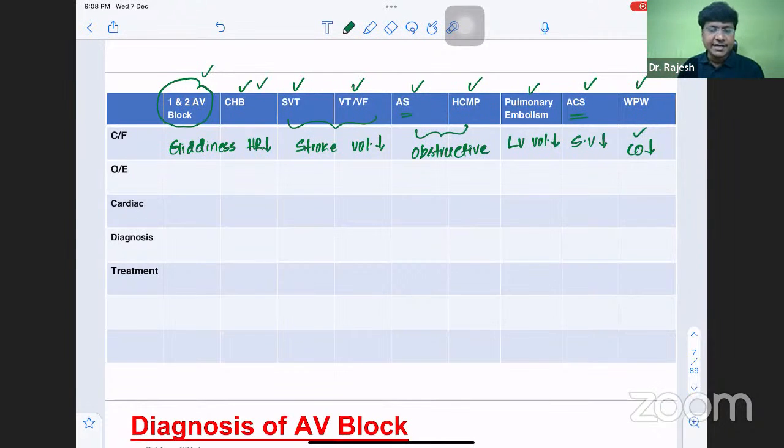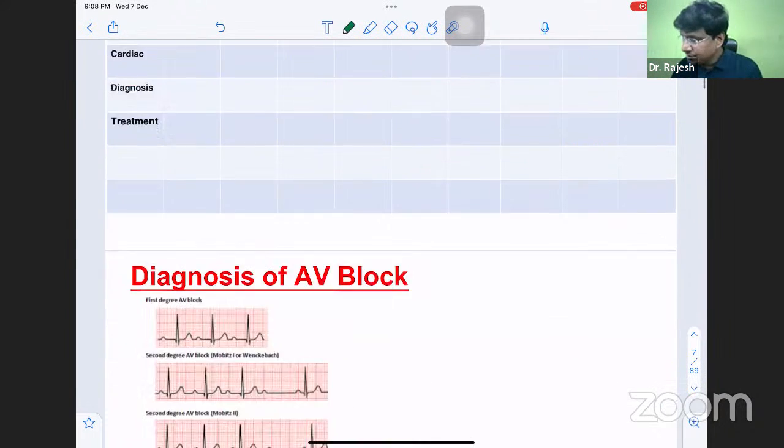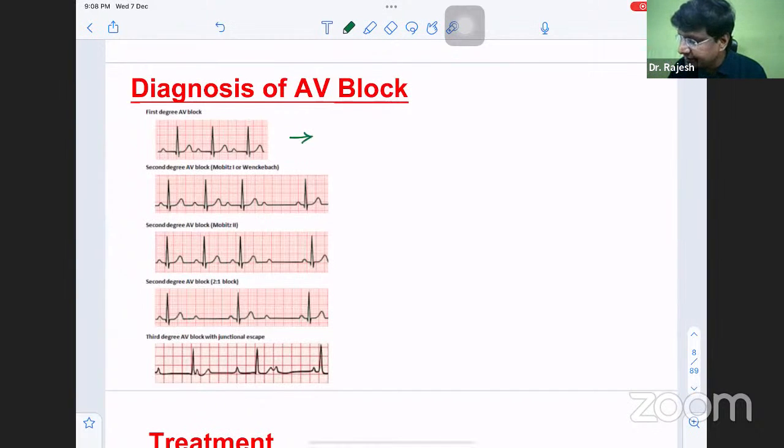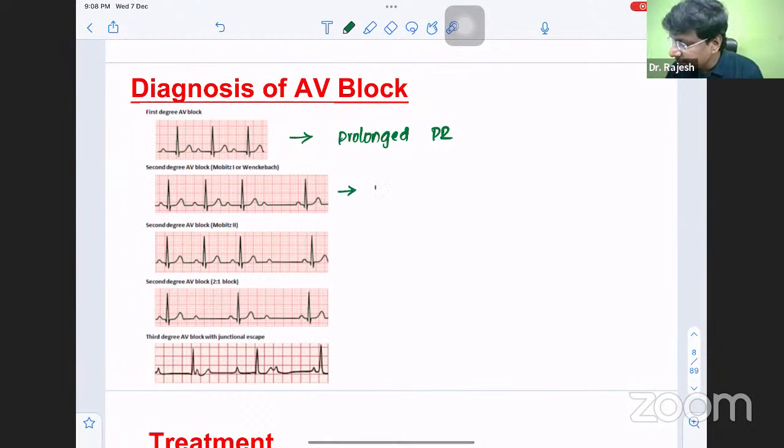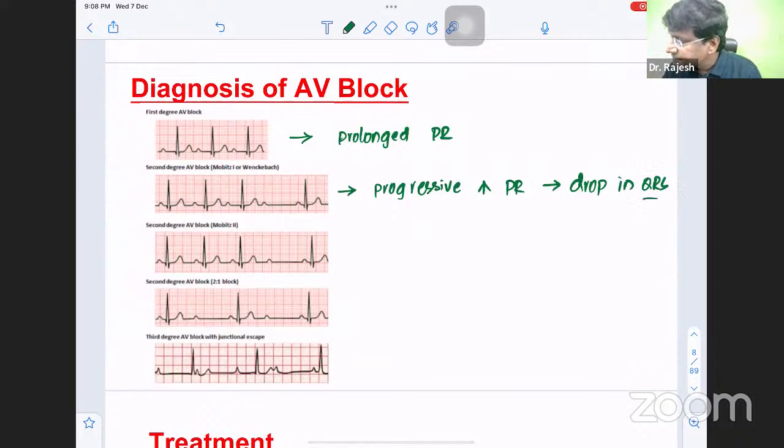So first degree AV block, second degree AV block, as well as third degree AV block. In first degree AV block, there is just a prolonged PR interval, right? Then second degree AV block, again we have two types, Mobitz type 1 as well as Mobitz type 2. In Mobitz type 1, there will be progressive prolongation of PR interval, and there will be an intermittent drop in the QRS complex. That is your Mobitz type 1, which is also called Wenckebach phenomenon.